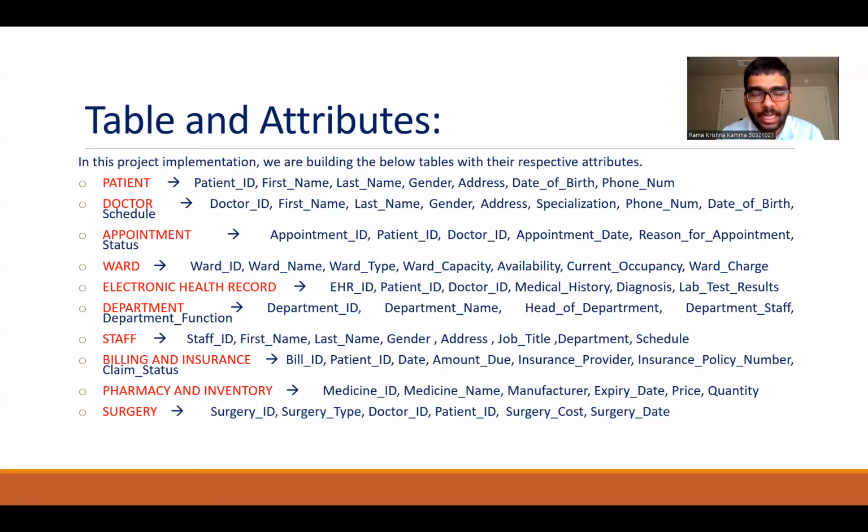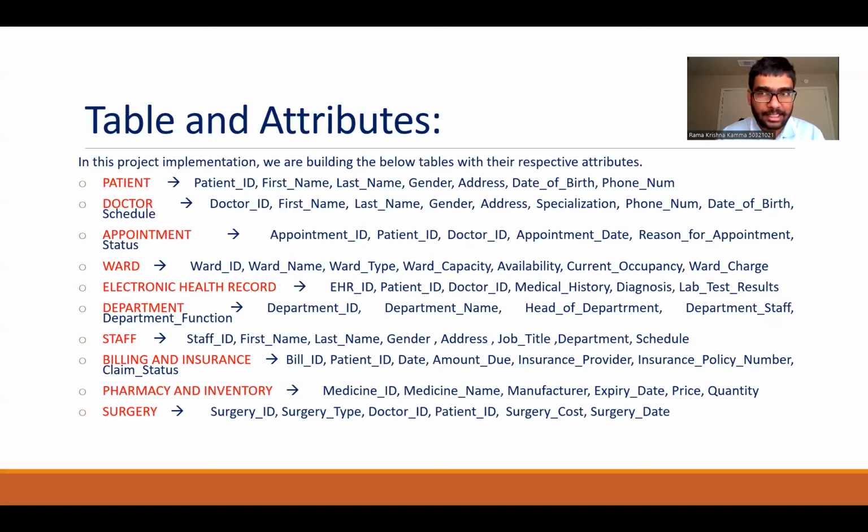So in our project, we consist of the following tables: patient, doctor, appointments, ward, electronic health record, department, staff, billing and health insurance, pharmacy and inventory, and surgery. In total, there will be 10 tables. In these 10 tables, each table will have the following attributes present.